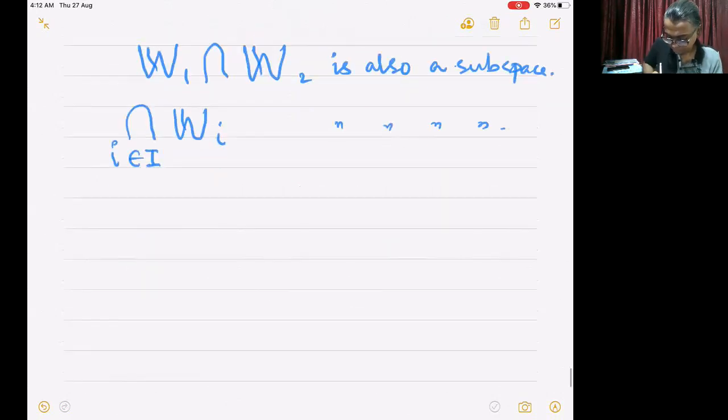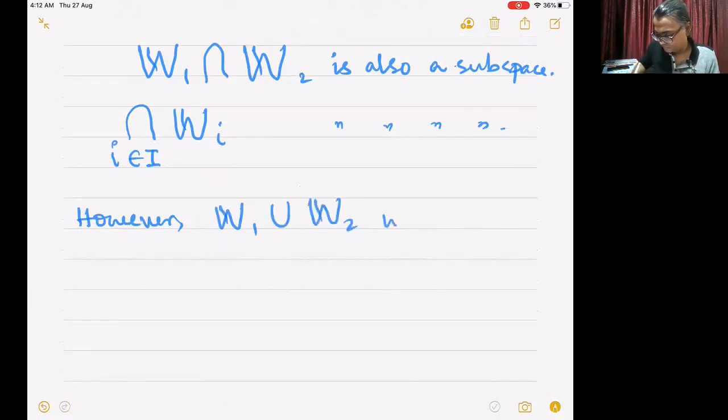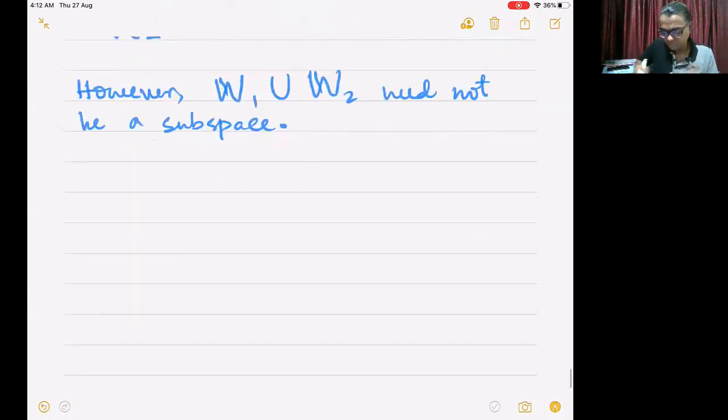However, one must remember that the union of, say, two subspaces is not in general a subspace. W1 union W2 need not be a subspace. And the reason is very simple. In fact, you can give immediately many examples.